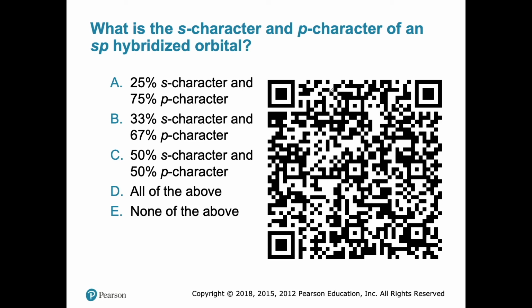Okay, let's look and see what everybody said. All right. The answer here is 50-50. And most of you got it right. I'm very glad about that. And it makes sense, right? Because when you had SP3, it was 25-75. When you had SP2, it was 33-67. So now one half of it is S, the other half of it is P. So it's 50-50.